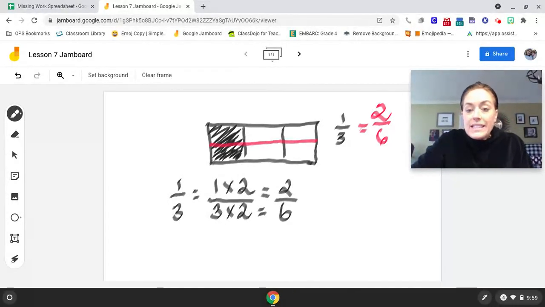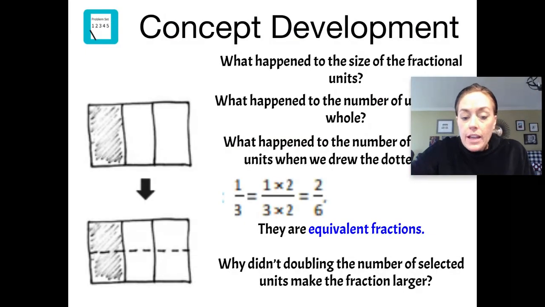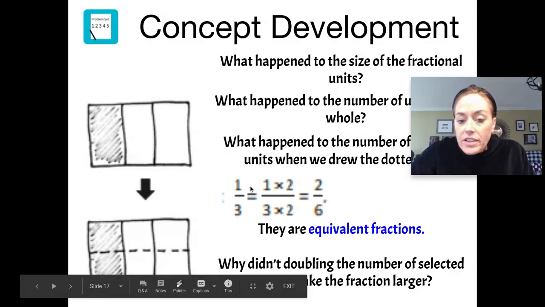So now you can see, not only from looking at your tape diagram, that 1/3 is equivalent to 2 sixths, but you can do the multiplication to show how you get 1/3 to be equivalent to 2 sixths, right? We are just multiplying the fraction by 2. Okay, so you can see they've done the same thing here on the slides, and we call these equivalent fractions. Now, I want to go back.